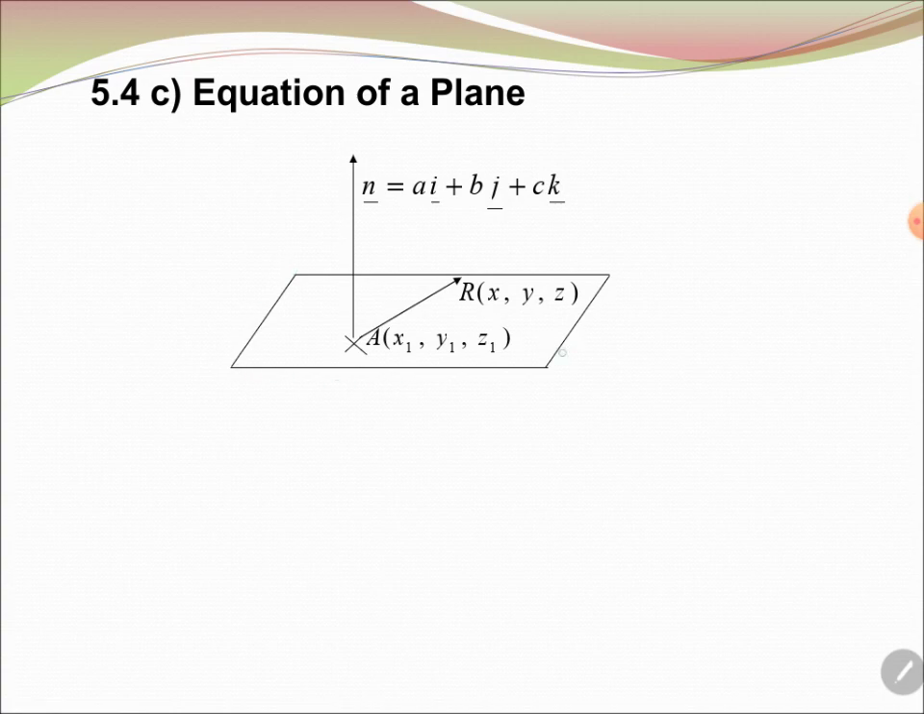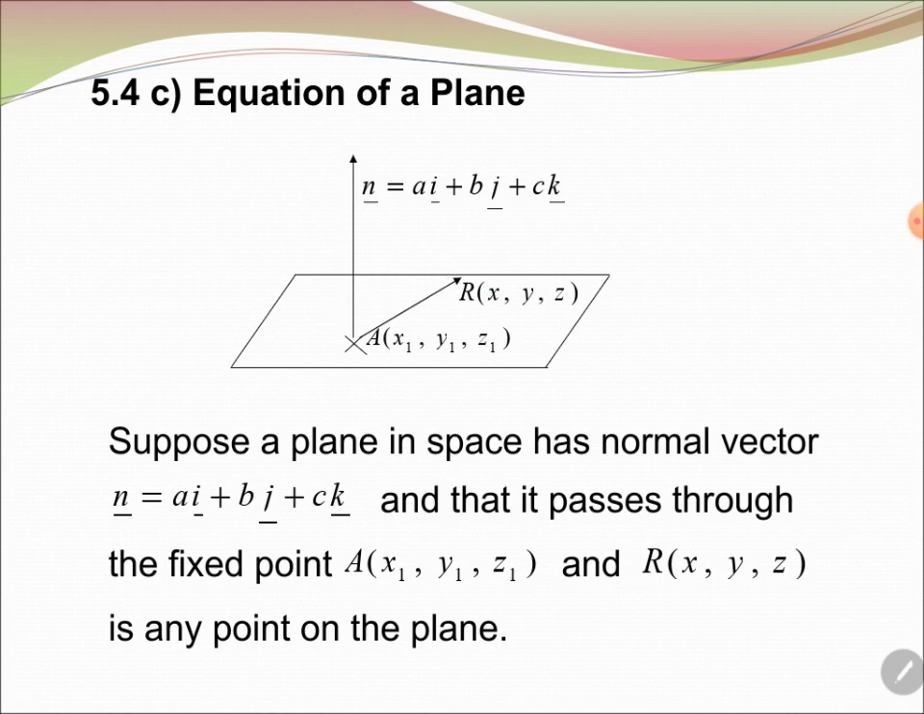What we have on the plane is a fixed point A, and the normal vector passes through A on the plane. This normal vector is a vector that is 90 degrees from the plane, and then the point R is located at any place on the plane. Suppose a plane in space has normal vector n, which is equal to ai plus bj plus ck, and that it passes through the fixed point A. So this normal is passing through A, and r equals x, y, z, which is any point on the plane.